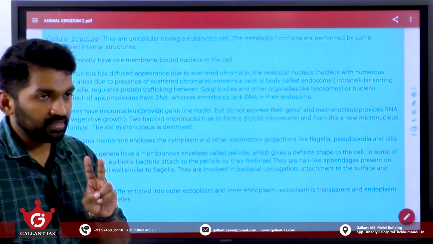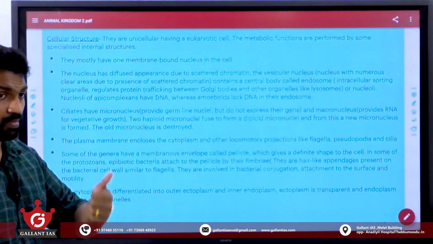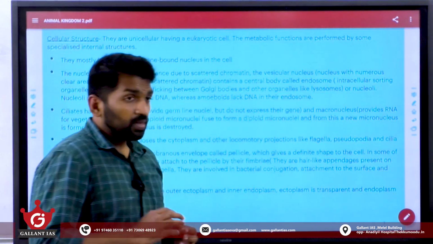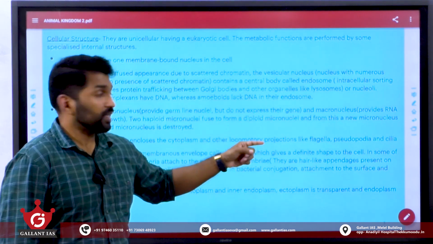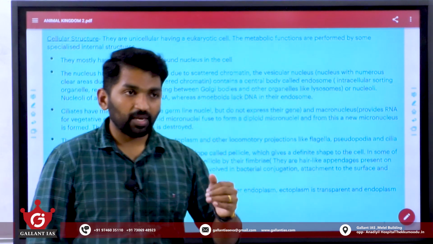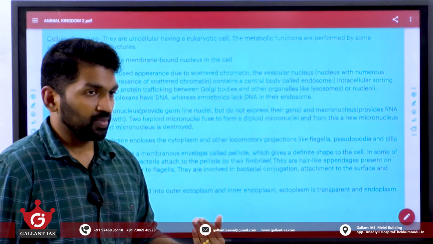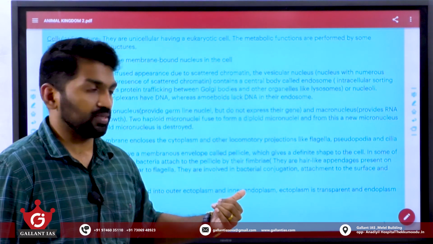It's characteristic of ciliates that they have 2 nuclei. One is a micronucleus and one is a macronucleus. So what a micronucleus does is it provides germline nuclei. But then again, it does not express their gene, which means this micronuclei is basically involved in sexual reproduction of the organism. But the characters of this gene are not expressed in the organism as such.